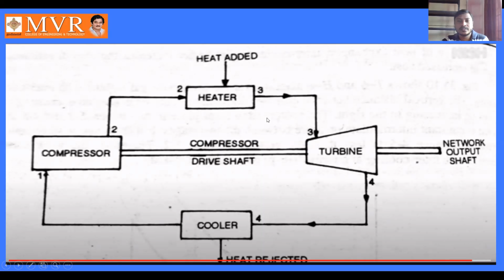It has no opening. First the air enters the compressor. From the compressor, it enters the heater, that is, the combustion chamber. Here we add heat, and after combustion takes place, the air is sent into the turbine, where it expands and gives some work output. It then sends the remaining air into the cooler, where the heat is rejected. This is how the closed cycle gas turbine works.